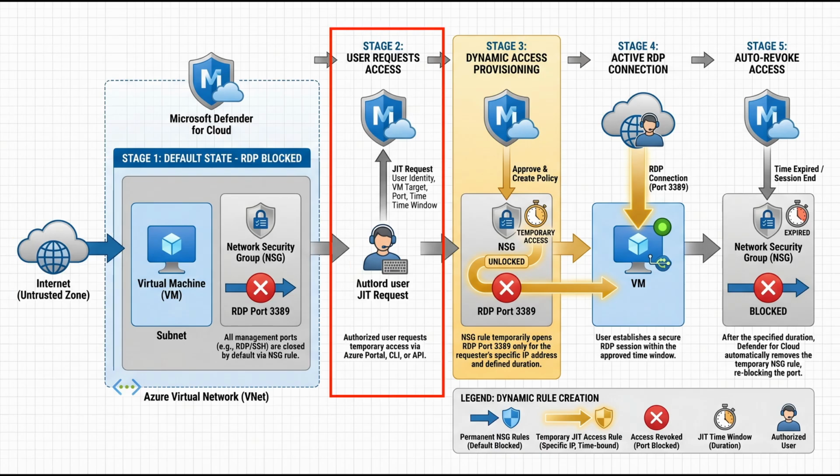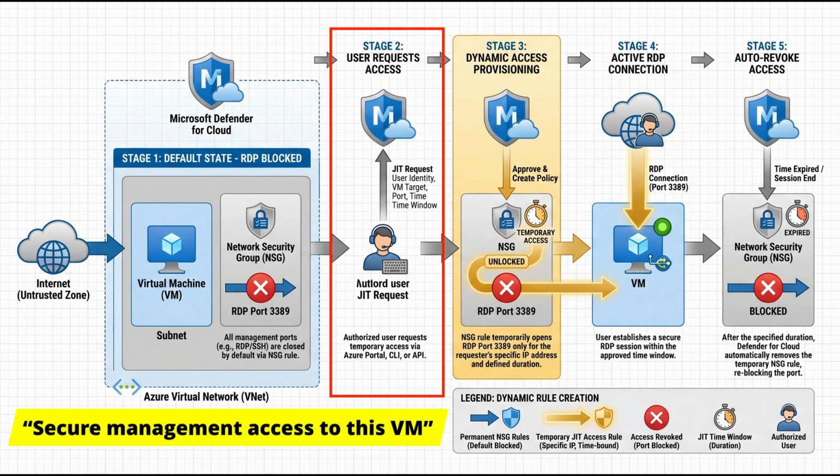Now imagine you are the admin. You need to log into the VM. So you go to Defender for Cloud and you raise a request: I need access to the VM from my particular IP for 3 hours, or whatever the duration required. So in the exam, you won't be told to create a JIT request. Instead, you will see something like secure management access to this VM. And you must recognize this is a JIT scenario.